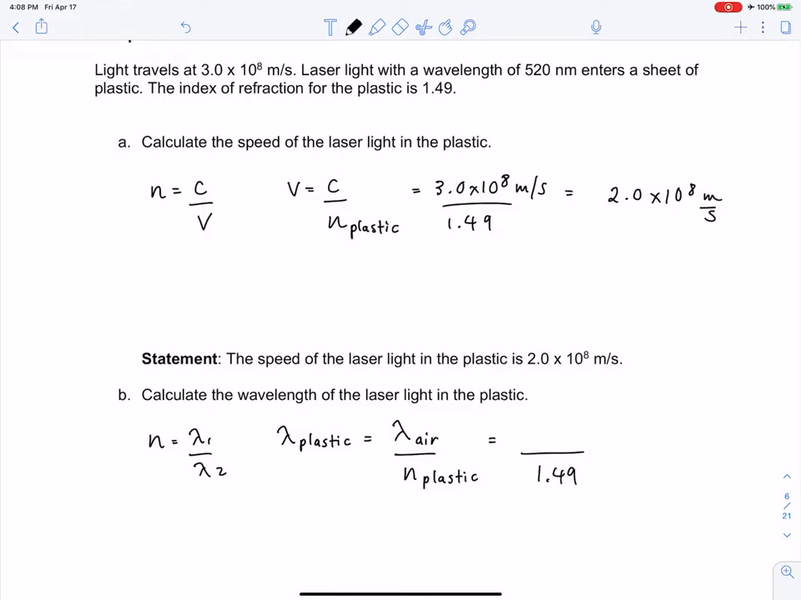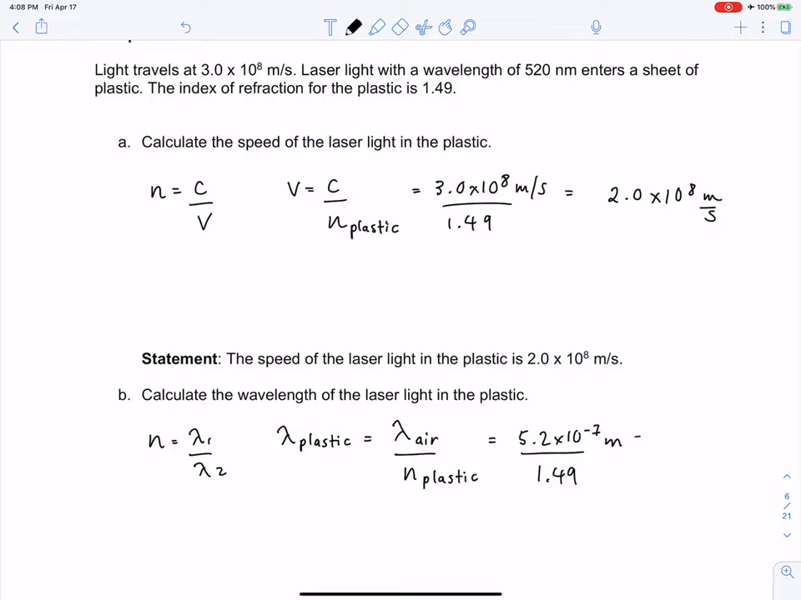Now the wavelength of the laser light is 5.2 times 10 to the power of -7 meters. That's 520 nanometers. You need to be able to convert between nanometers and meters. Know that 1 nanometer is 10 to the power of -9 meters. So 520 nanometers is 5.2 times 10 to the power of -7 meters.